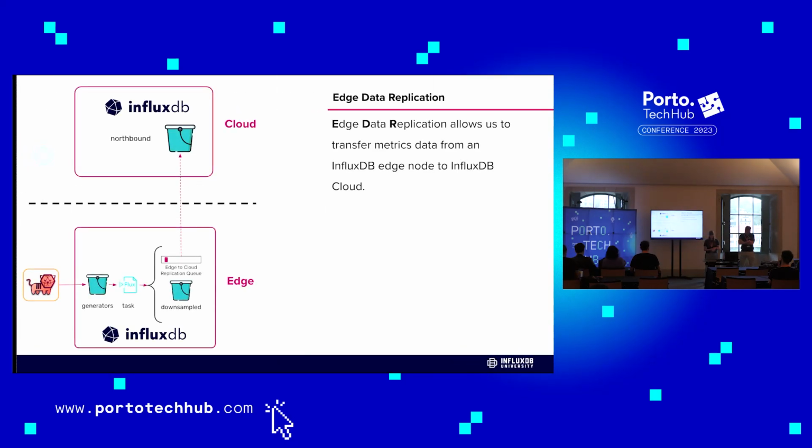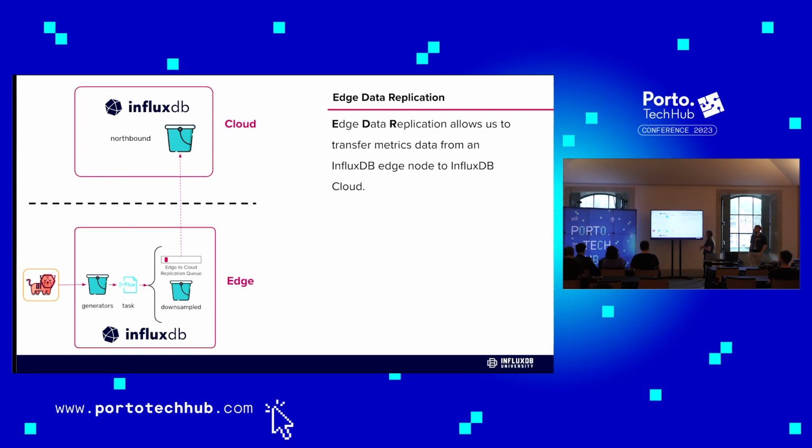Cool, so edge data replication. Edge data replication is a feature that Influx has within it. You can do this between two OSS instances. So you can go from InfluxDB OSS to another InfluxDB OSS. Obviously, the more common is to go from InfluxDB OSS to InfluxDB Cloud.